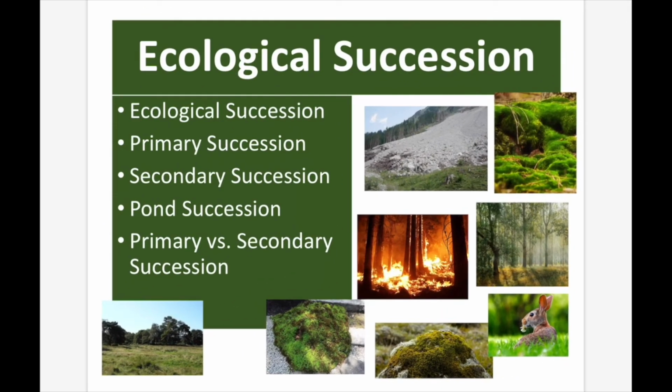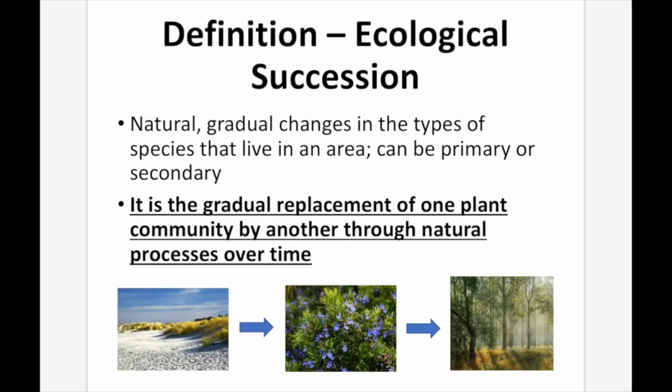Ecological succession. In this session, we're talking about ecological succession, primary succession, secondary succession, pond succession, and primary versus secondary succession. So how do we define ecological succession? Well, it's natural, gradual changes in the types of species that live in an area, and it can be primary or secondary. It's the gradual replacement of one plant community by another through natural processes over time.